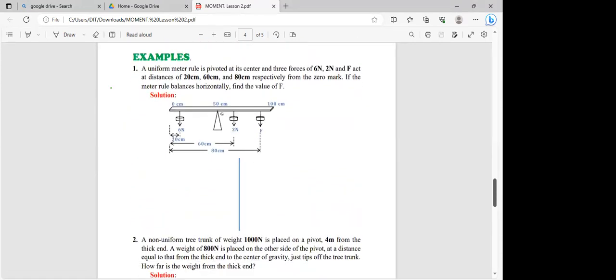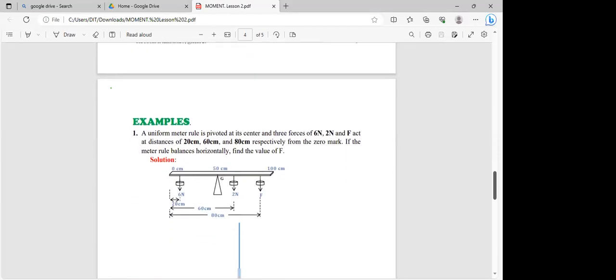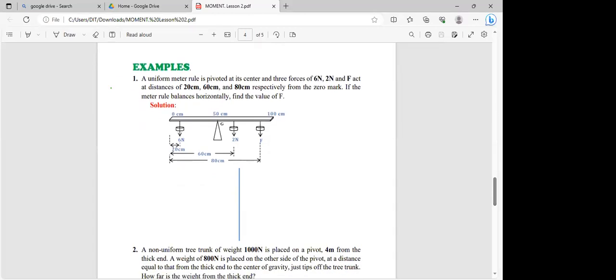Okay, now we are going to use the principle to do some few calculations because we have said that the sum of clockwise moments is equal to the sum of the anti-clockwise moments. And we saw that moment is force times the perpendicular distance. Now we have a question here that we have a uniform meter rule.